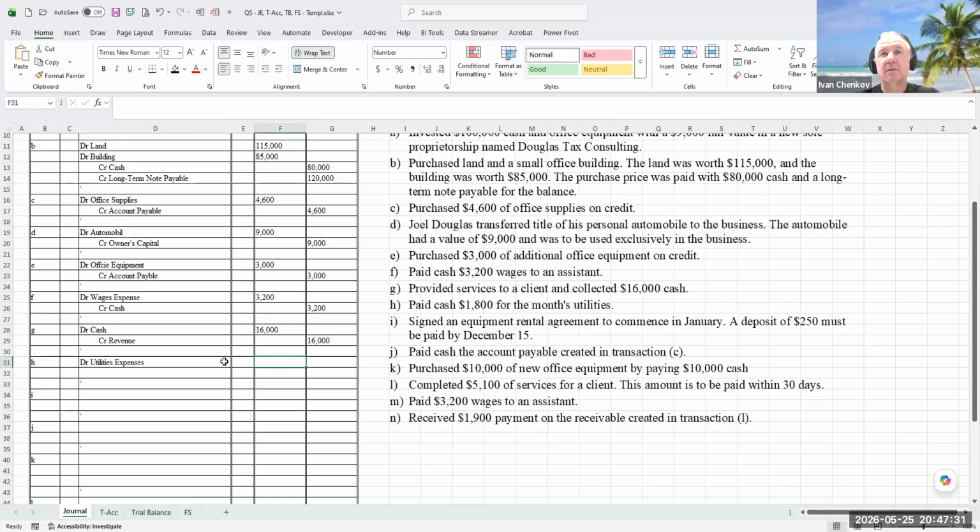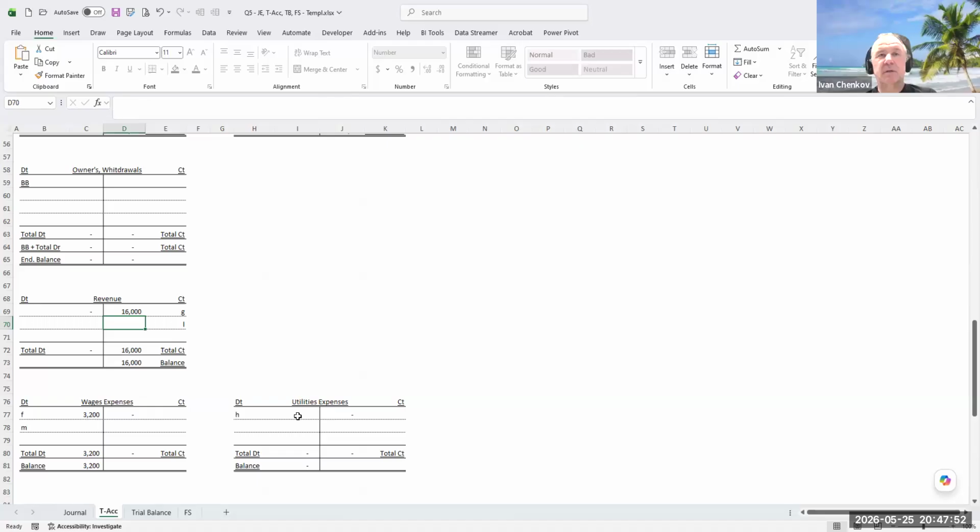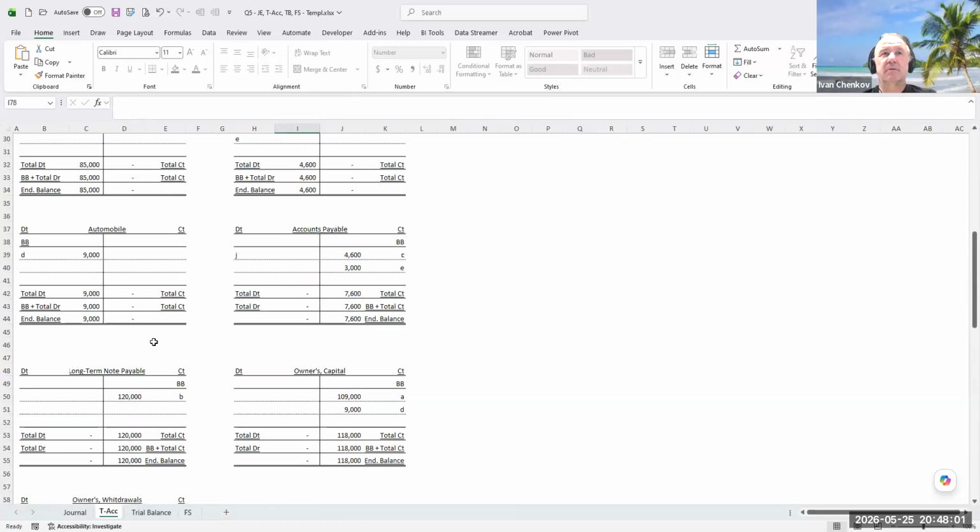For $1,800. And which account are we going to credit? Cash. Yes. $1,800 cash going down. Let's post this transaction into the T account. So expenses go up, utility expenses go up with $1,800, and our cash is going down.